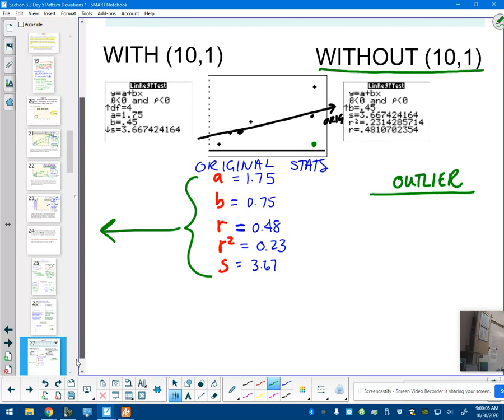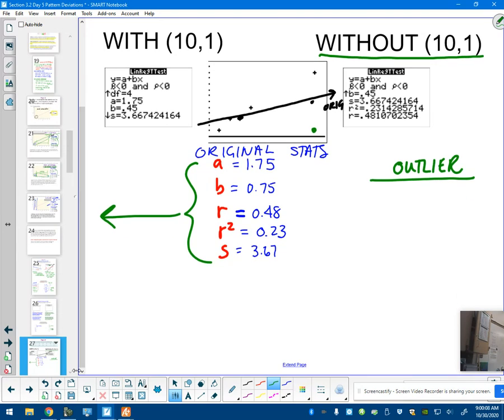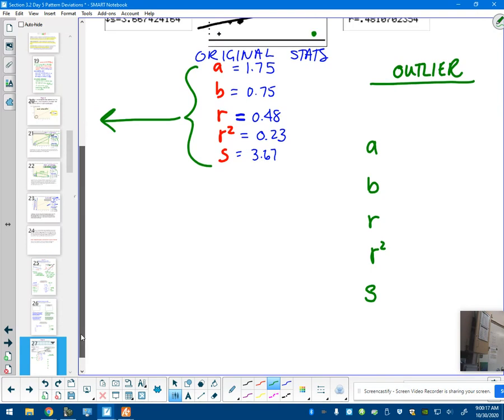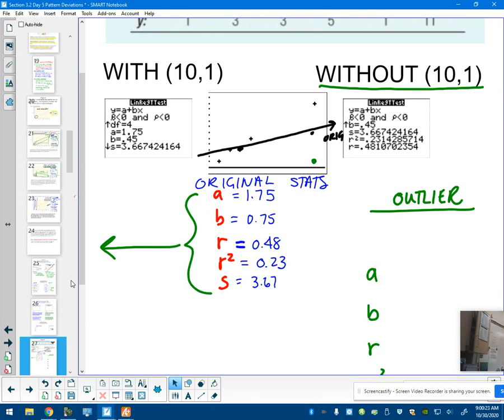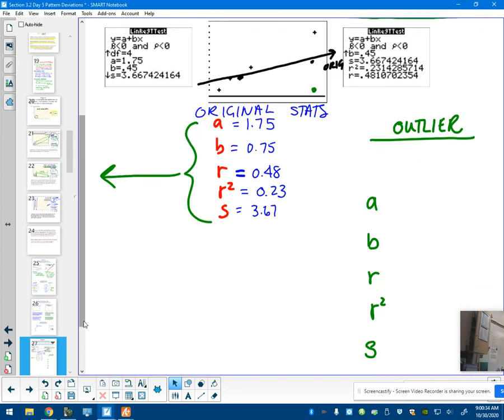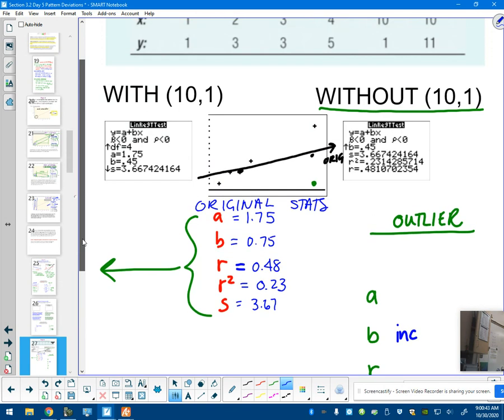Okay, so let's take a guess at what's going to happen when I take this point out. So over here somewhere put A, B, R squared, and S. Can somebody tell me what they think is going to happen when I take this guy out of there? What's going to happen to the line? It's going to go what? Which means its slope is going to do what? Increase. So this is what my gut instincts tell me. And if you don't have these gut instincts yet, that's why we're doing this. So we think this is going to increase. What's going to happen to the intercept? It's going to decrease.